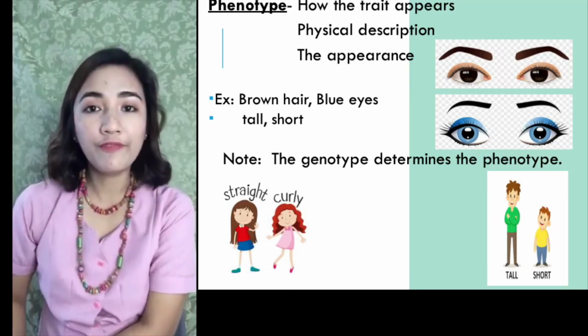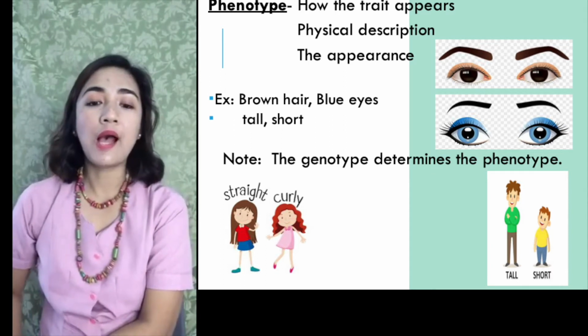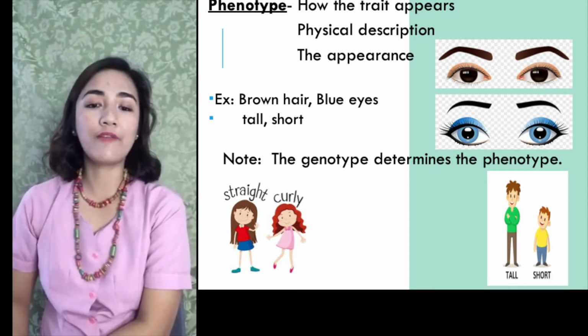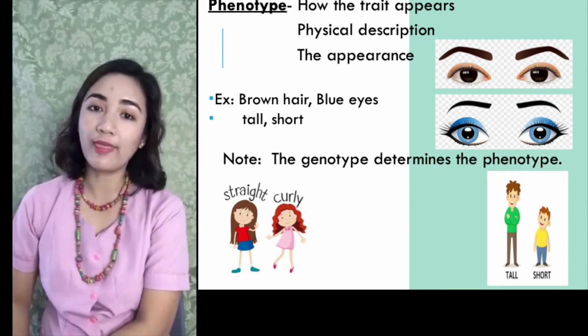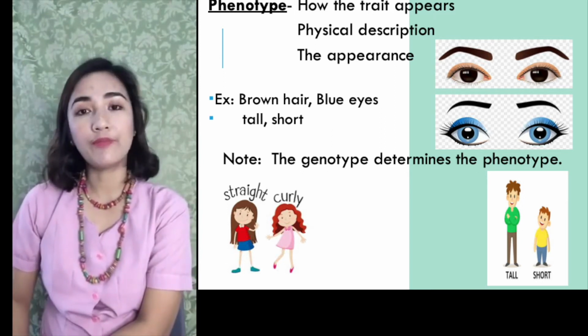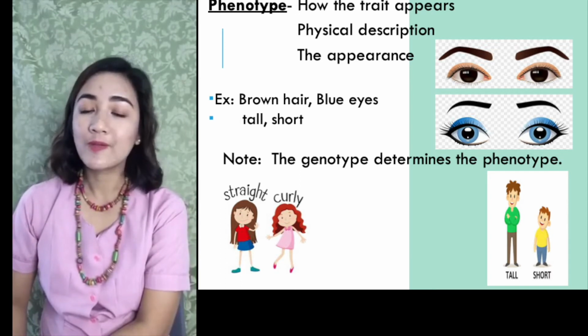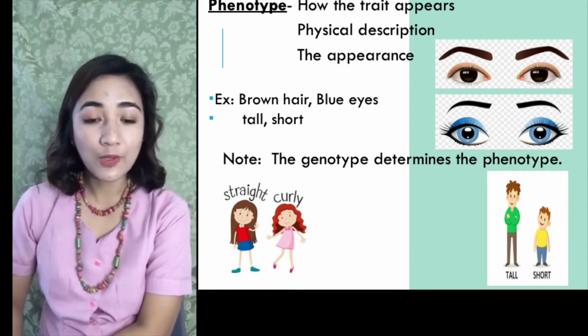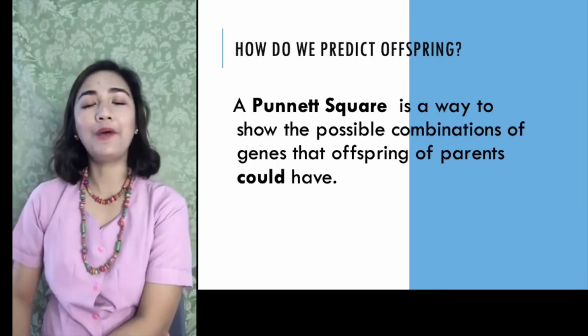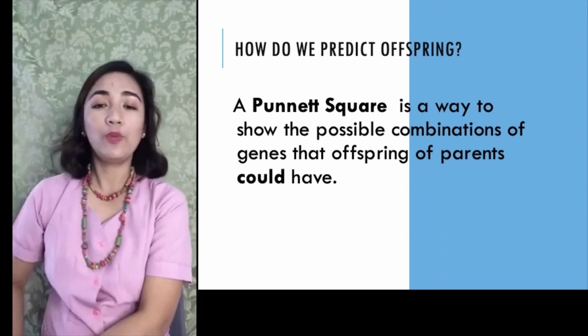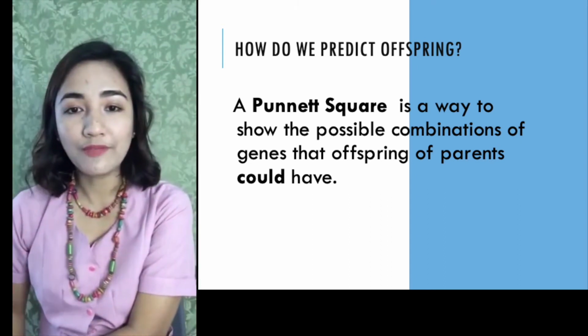How about the term phenotype? Phenotype means how the trait appears. This refers to the physical description, the appearance. Example, you have brown hair, blue eyes, tall, short. So the observable trait is termed as the phenotype. Now, how do we predict offspring? We predict offspring by making use of the Punnett Square.